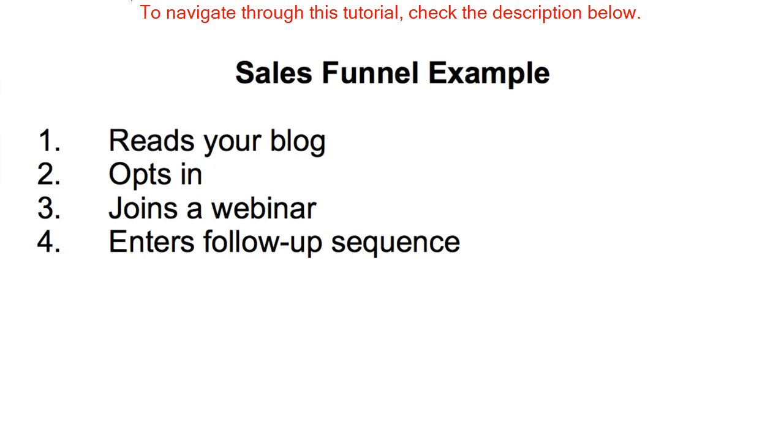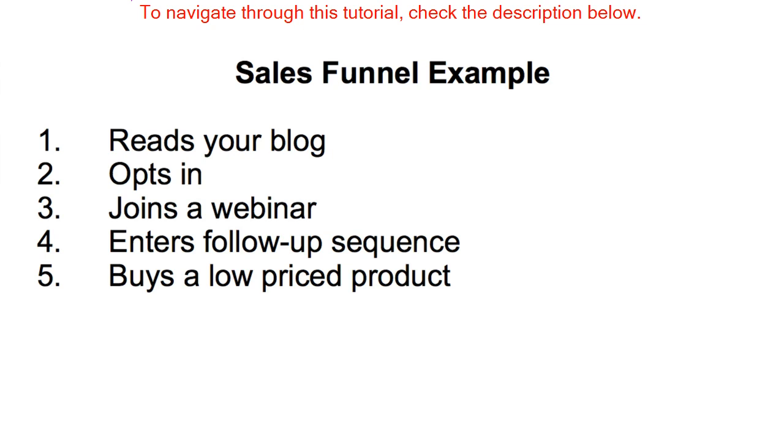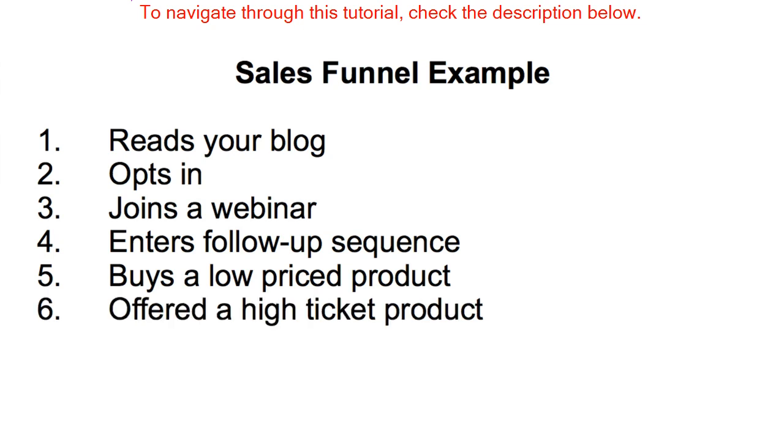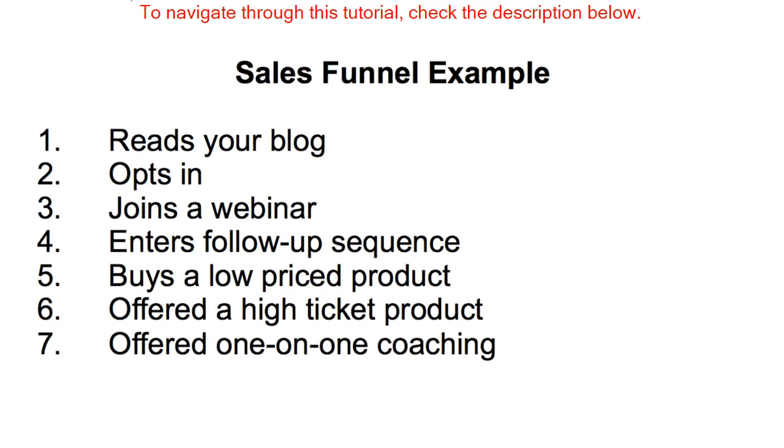And what you can do is have the subscriber enter a follow-up sequence, a sequence of messages that goes out on a pre-scheduled time frame. For instance, you could have a message going out as soon as they opt in to your newsletter. On day 2, they receive another message, day 3, another one, and so on. Next, your customer could buy a low-priced product of yours, and this will introduce them and qualify them as a paying customer. Once they're qualified as a paying customer, you could offer them a higher ticket product. This could range anywhere from $500 all the way up to $20,000, $30,000. The end of your funnel could be a one-on-one coaching.